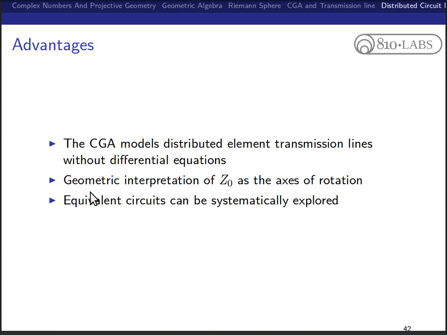Okay, so now equivalent circuits can be systematically explored because we're describing everything with a bivector algebra, and we can systematically compute all different possibilities of rotations and decomposition. So that's a huge advantage.